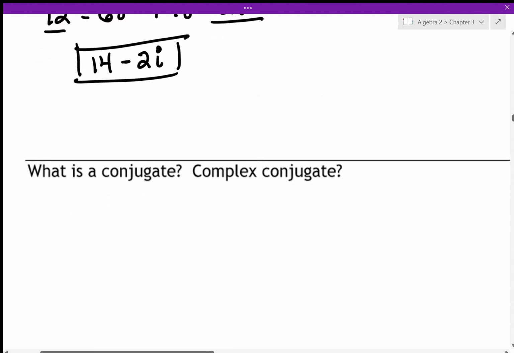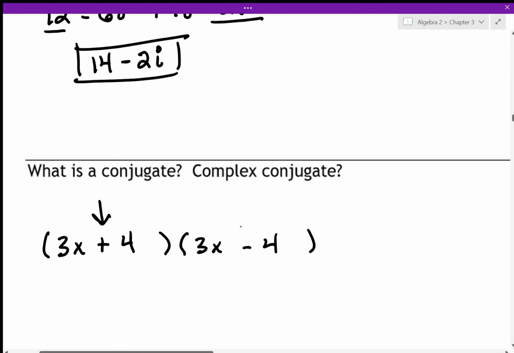Down here, what's a conjugate and what's a complex conjugate? Well, a conjugate, we oftentimes think about those in pairs. And this should be reviewed from Algebra 1, but we might not remember. If we think about something like 3x plus 4, that's a binomial, right? Binomial because there's two different terms there. Its conjugate is going to be 3x minus 4. The only thing that changes is the symbol between them.